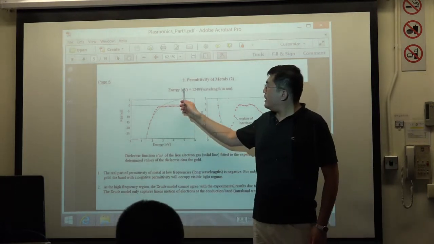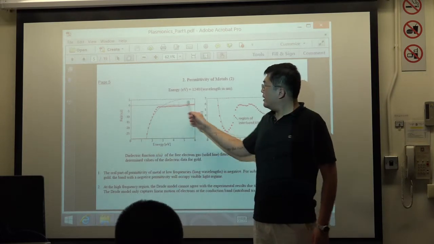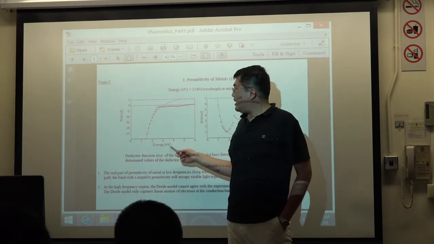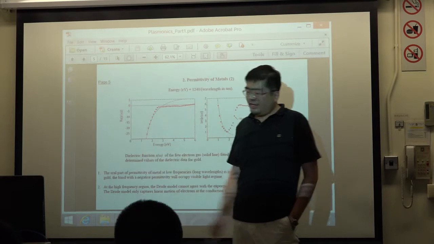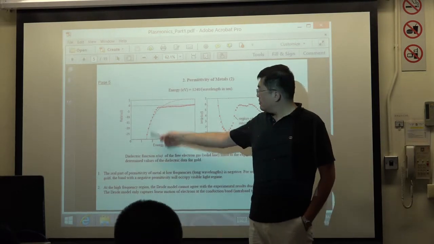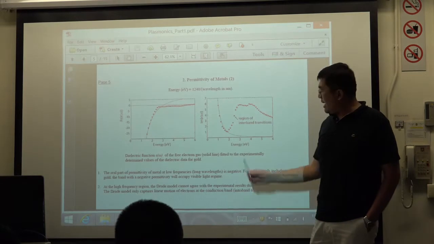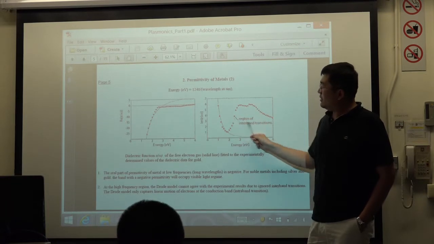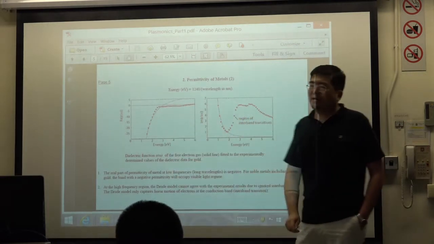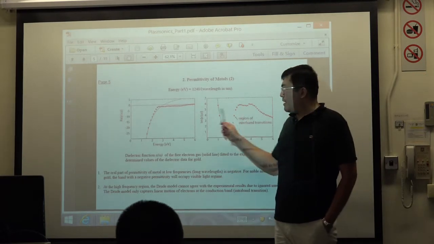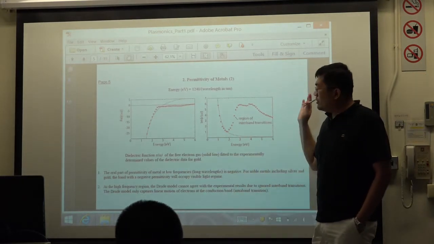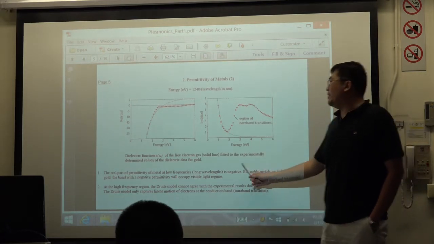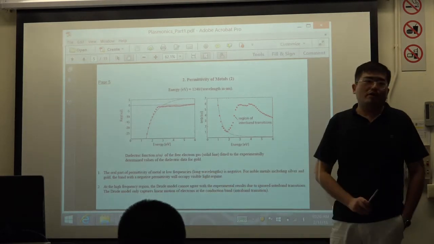This electron volt is similar to h bar omega. You can see that at low frequency, they agree very well. But at higher frequency, especially in this region, there is a very big difference from the model. From this picture, there are two important things everyone should remember. The real part of the permittivity of metal at low frequency is negative.